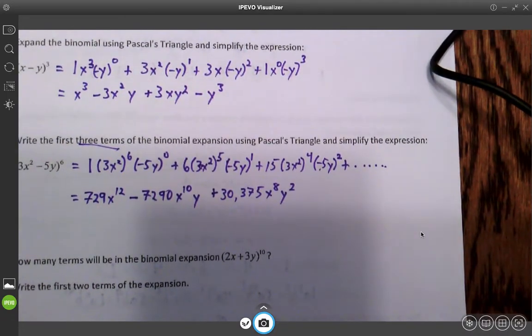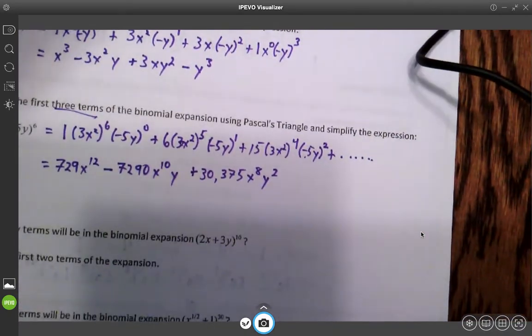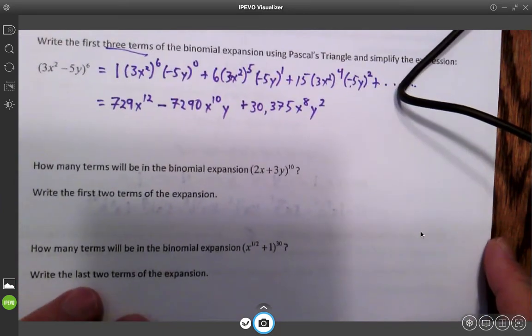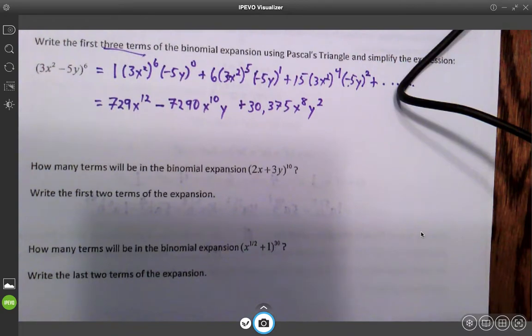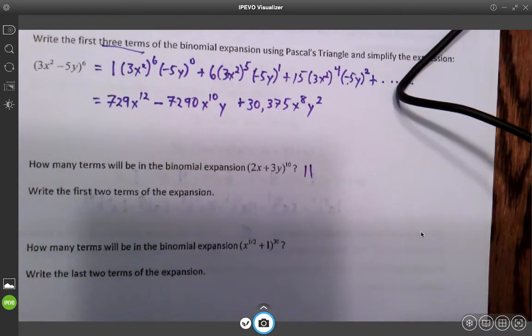All right, now, the end of this here. Oops, sorry about that. How many terms will be in the binomial expansion 2x plus 3y to the 10th? How many terms will be in there? Right, 11. It's always one more. Now write the first two terms of the expansion.